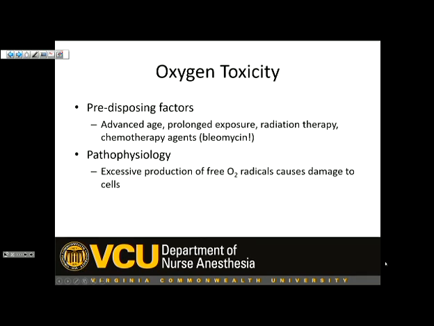Again, I mentioned we're going to talk a little bit more about oxygen toxicity in patients who have specific risk factors. We need to think about this as one mechanism that can put them at risk for a pulmonary restrictive lung disease situation. All right, what are the patients who are most at risk?